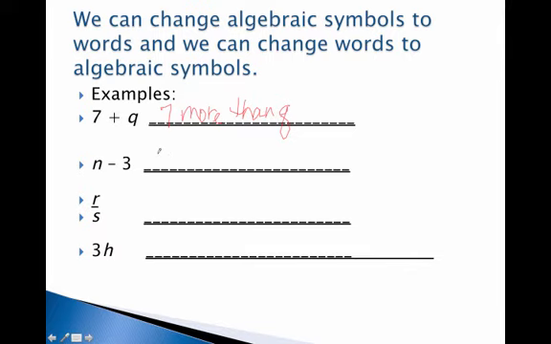So something like, here we go, 7 more than Q. And how about here? We've got 3 less than N. Whoops, having a hard time with my pen, but that's okay. This next one, we've got division going here, so we really have R divided by S. And finally, we have 3 times the quantity H. Okay? So we change between words and symbols.